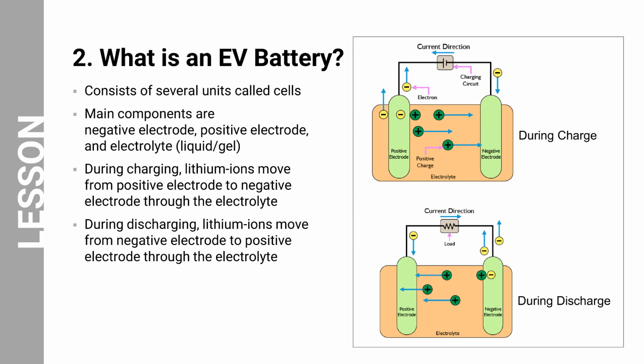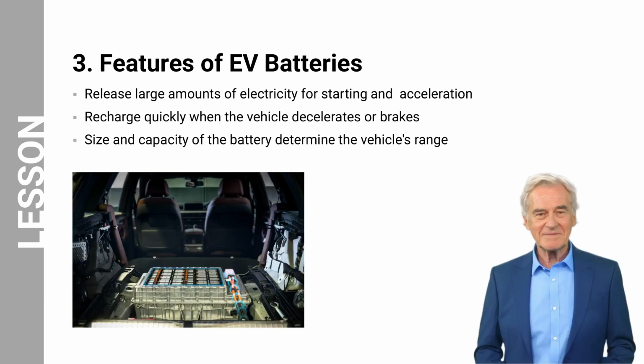The key here is that the flow of electrons is essentially electricity. So, when an EV is being driven, it uses the stored chemical energy in the battery and converts it into electrical energy. This electrical energy gets converted to mechanical energy by the electric motor to move the car. The EV battery stores chemical energy that can be converted to electricity when needed.